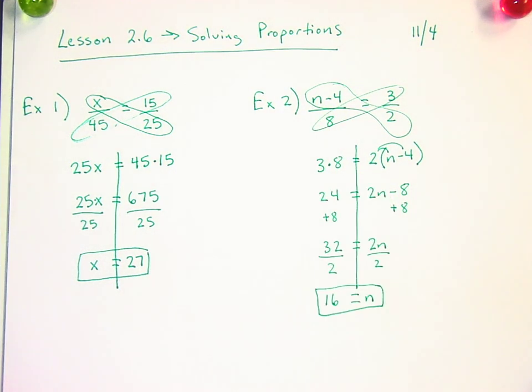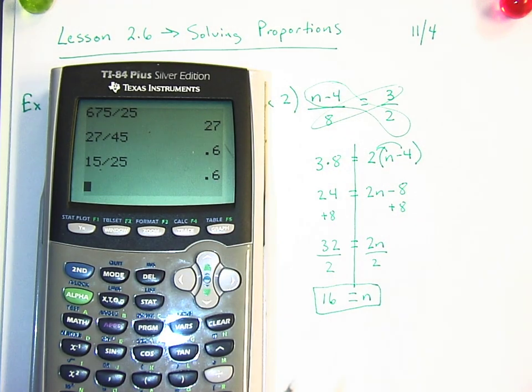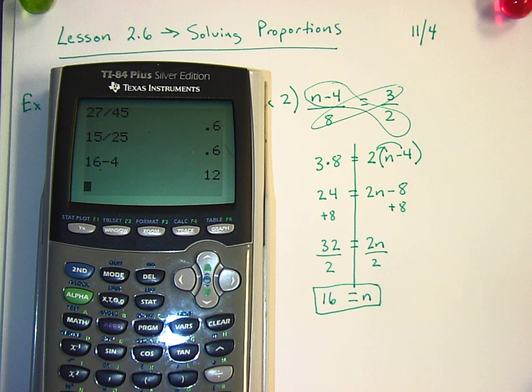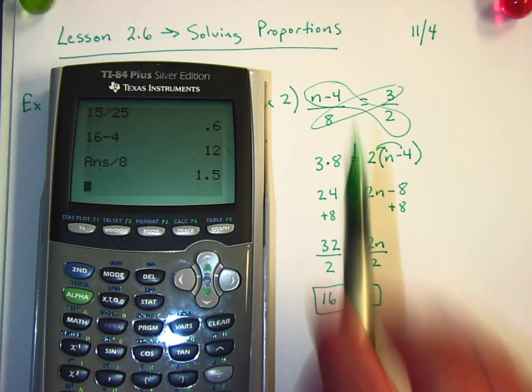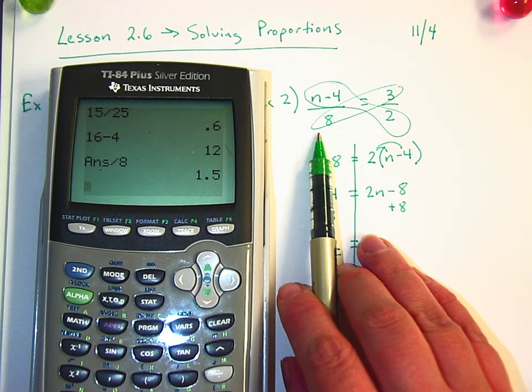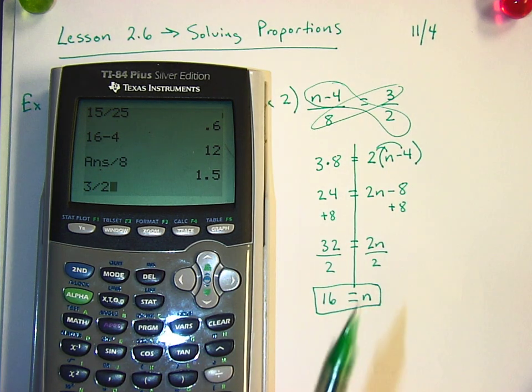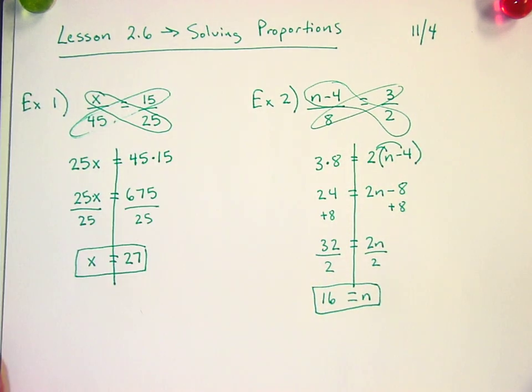Again, if I look up here, that would be 16 minus 4, which is 12, and 12 divided by 8 is 1.5. So this side would be 1.5, and then 3 divided by 2 is also 1.5, so I know I'm doing it right.